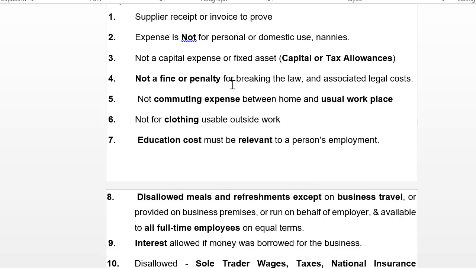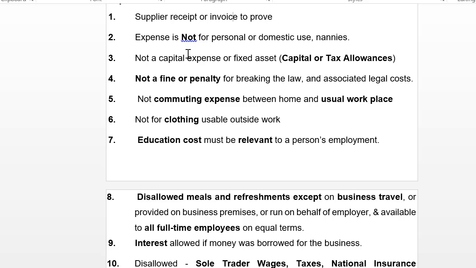Number two, the expense should not have been made for personal or domestic use. Expenses for personal or domestic use are referred to as drawings. Now, anything to do with expense, some people include the cost of maintaining a nanny. That is a personal expense. It's not a business expense. A business has got nothing to do with a nanny. A business is an establishment set up for the purpose of making profit, not generating children and looking after them.